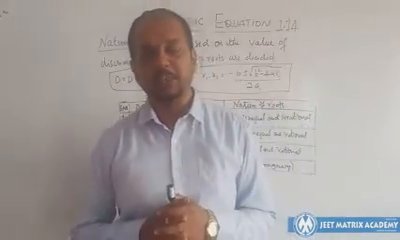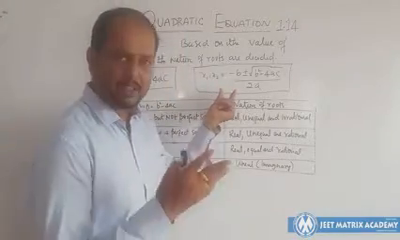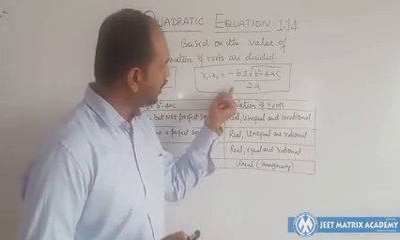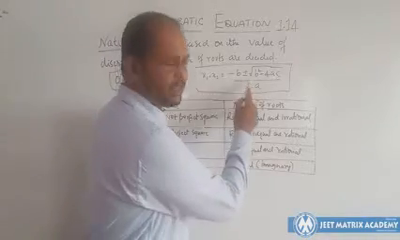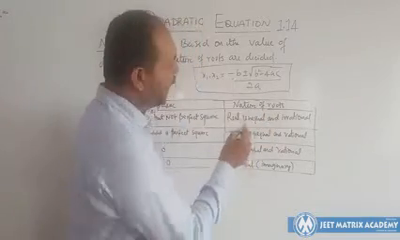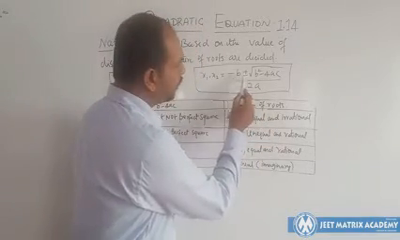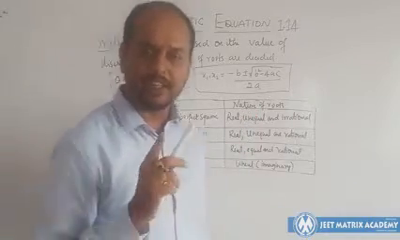So every quadratic equation has two roots. We get them by different methods. This is the formula method I wrote. The formula is given by minus b plus or minus root of b square minus 4ac divided by 2a. As there is plus or minus between the two terms, we get exactly two roots for any quadratic equation.